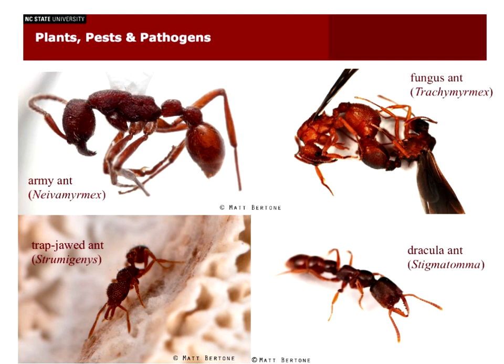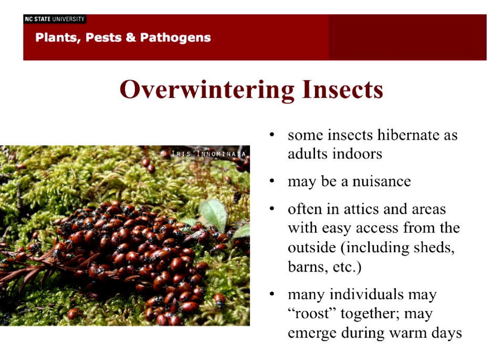Okay, let's move on very quickly to overwintering insects. So some insects hibernate as adults indoors, and they may become a nuisance, especially if they come into your living areas and swarm. Some can even bite or leave nasty stains and feces, things like that. They're often in attics and areas with easy access from the outside, including sheds and barns, etc. And many individuals may roost together and then may emerge during warmer days.